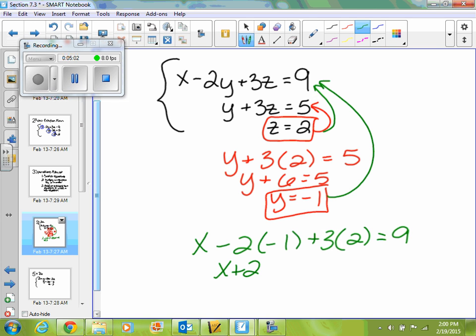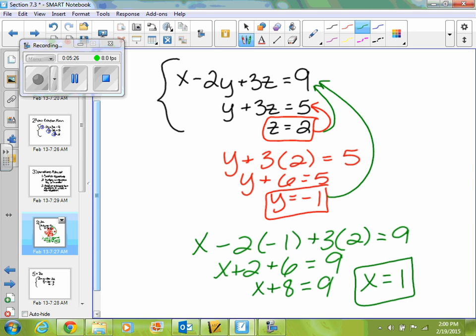Okay, so if I back substitute negative 1 in for y and 2 in for z, then I get x minus 2 times negative 1 plus 3 times 2 equals 9. Well, negative 2 times negative 1 becomes positive 2. 3 times 2 is 6. So I get x plus 2 plus 6 equals 9. 2 plus 6 is 8, so x plus 8 equals 9, which tells me x equals 1. So when it's already in row echelon form, you can easily back substitute to find your other two variables.